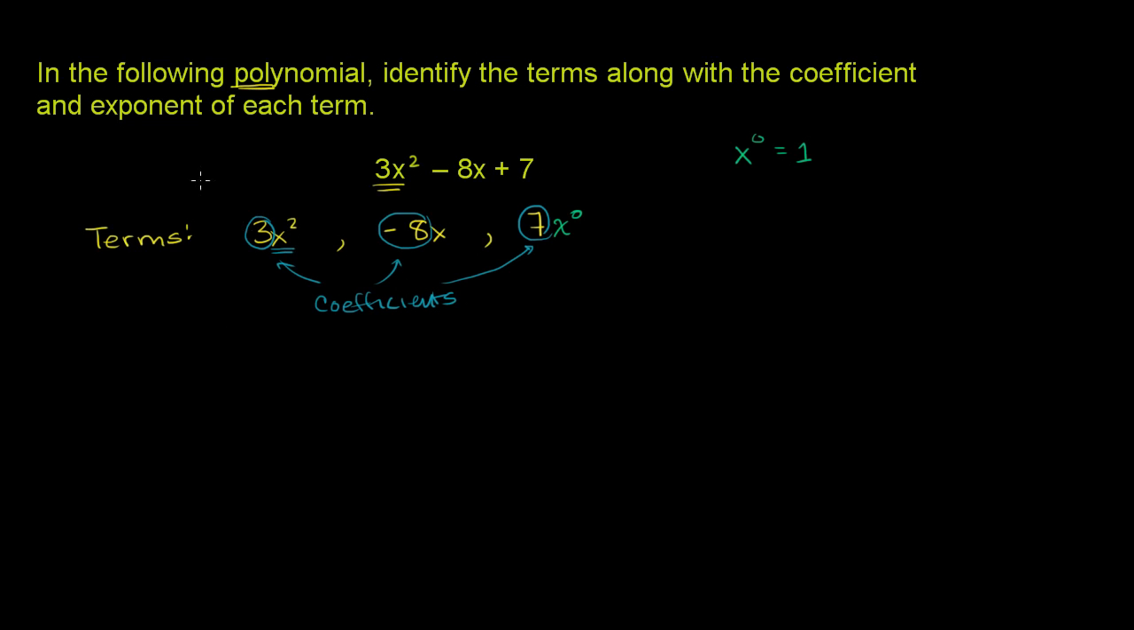Now, the last part, they want us to identify the exponent of each term. So the exponent of this first term is 2. It's being raised to the second power. The exponent of the second term, remember, negative 8x. X is the same thing as x to the first power. So the exponent here is 1. And then on this last term, we already said 7 is the same thing as 7x to the 0. So the exponent here on the constant term 7 is 0. So these are these things right over here. Those are our exponents. And we are done.